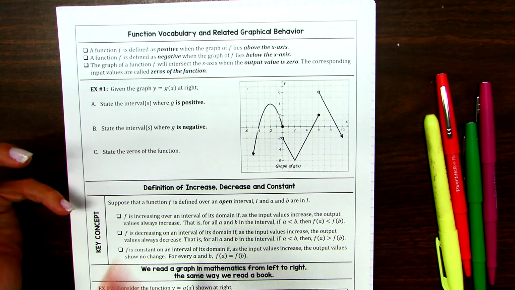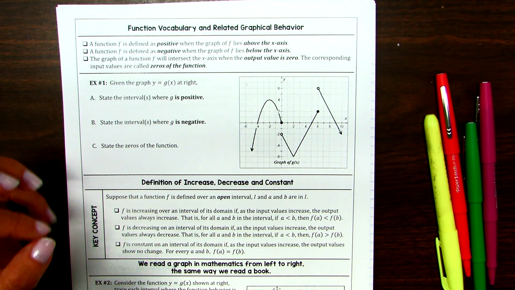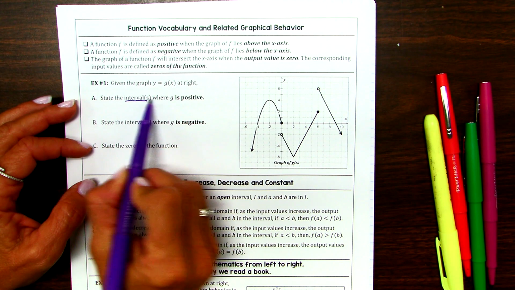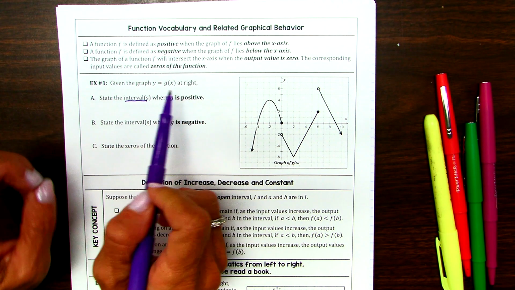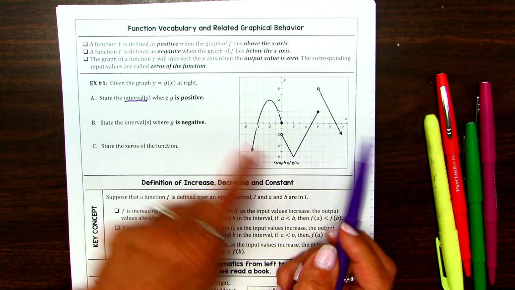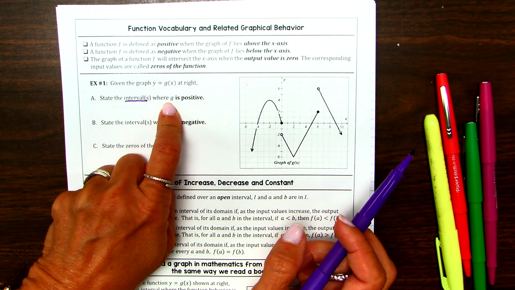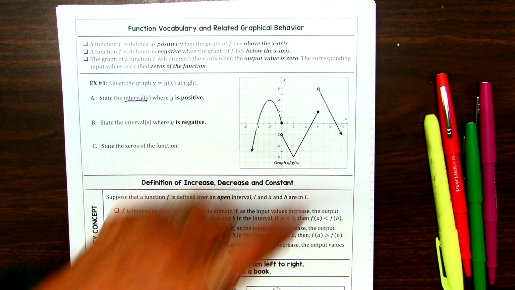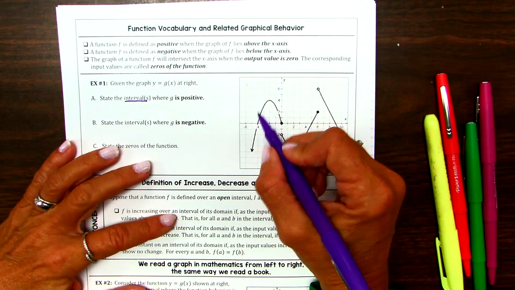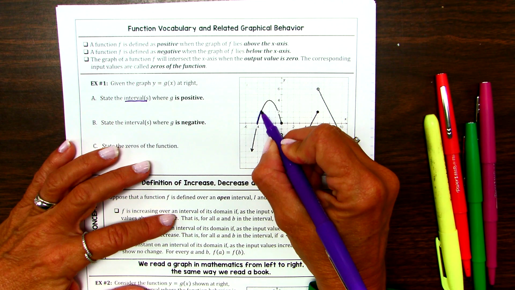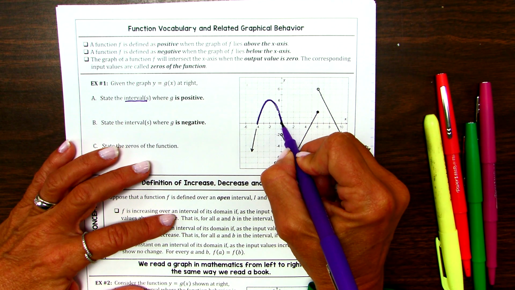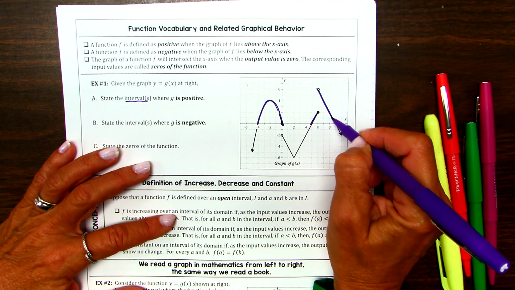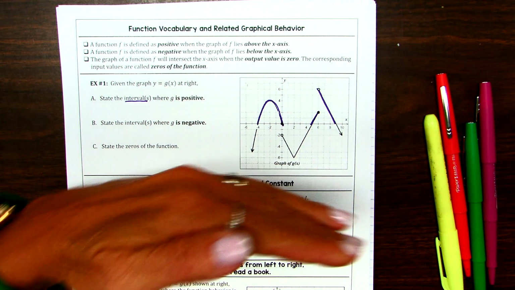How we name it is what can be confusing. First thing is, it's asking us to state the interval where g is positive. Let me back up. This is the graph of g of x. G is its nickname, so it might say where g of x is positive or where g is positive. I think you would agree with me, I'm positive here. That's all positive, above the x-axis. This is above the x-axis, and this is above the x-axis. Those are the parts of this graph that are positive.